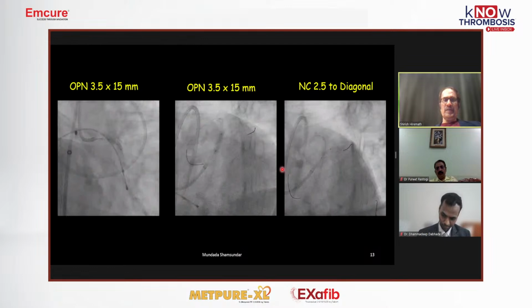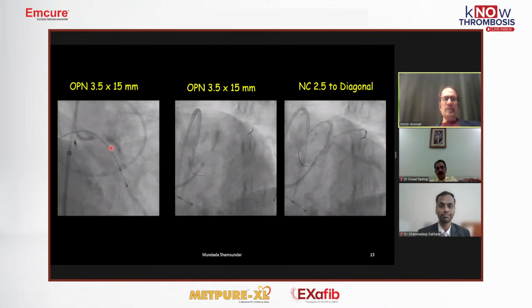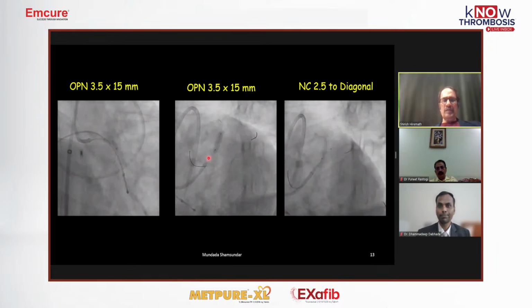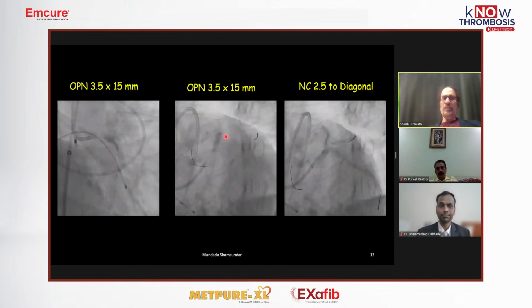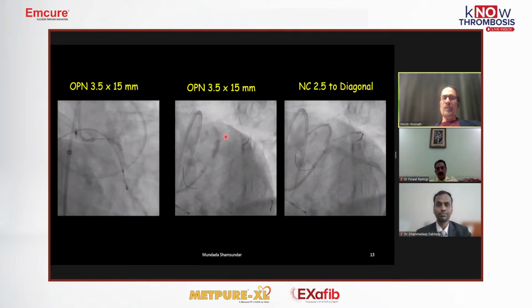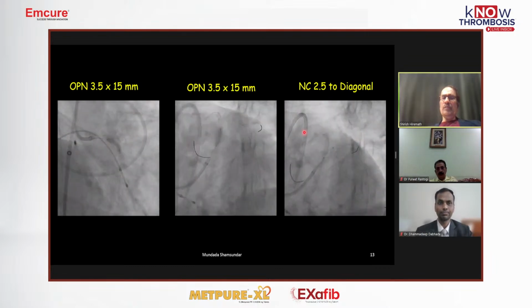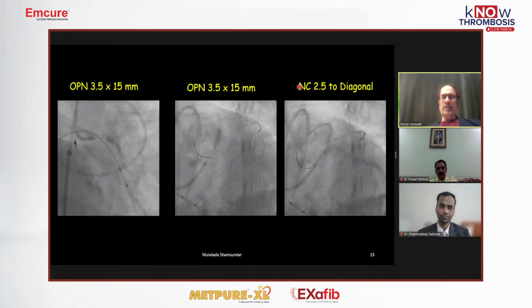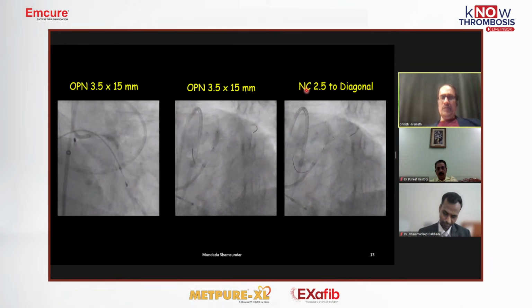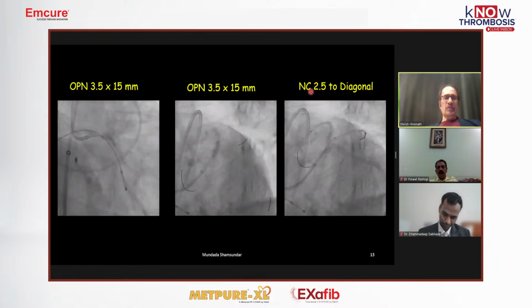Then we used an OPN balloon 3.5 at the left main distally, one going towards the circumflex, and the same balloon going towards the LAD. And we used a 2.5 NC balloon. Now this NC balloon we use very often as a pre-dilatation, primarily because we can avoid a dissection, as the balloon doesn't swell but exerts a good quantum of pressure. So all the three vessels are well dilated.